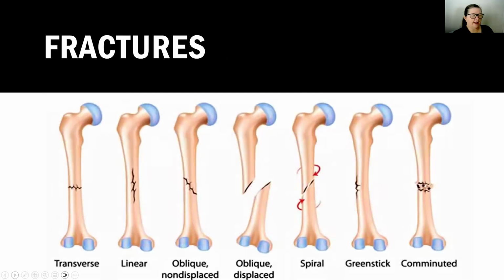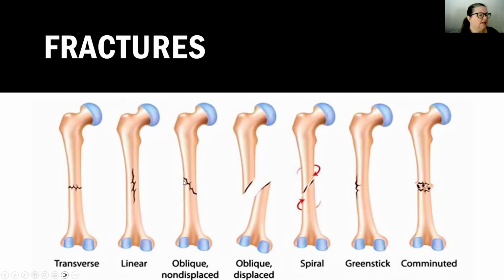All right, let's take a look at fractures. So there's various types of fractures. This is what is known as a transverse fracture because it's literally a break just all the way across the bone. This is a linear fracture. A lot of people refer to those as hairline fractures because they don't break the bone completely like in half. It's more of an up and down break.